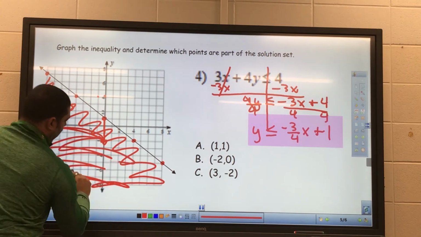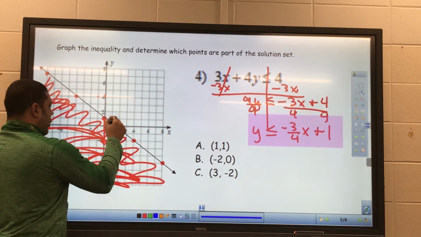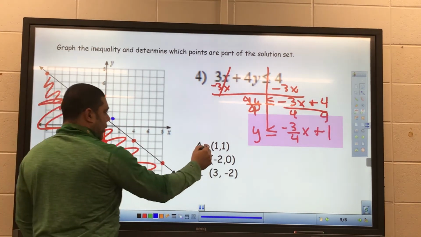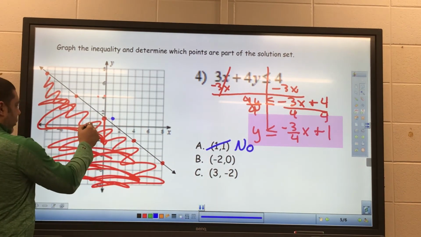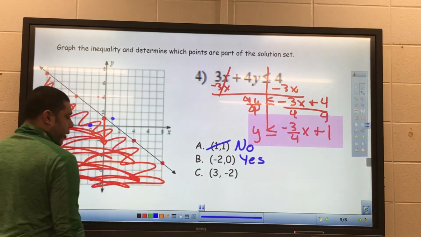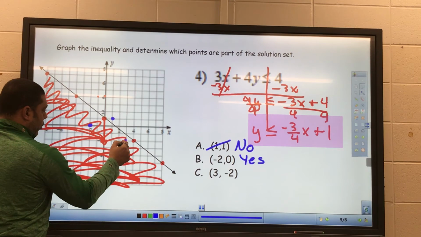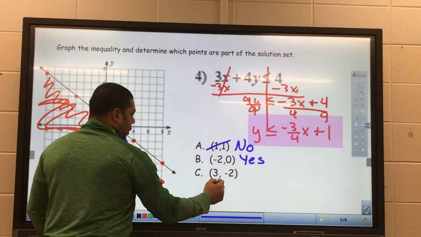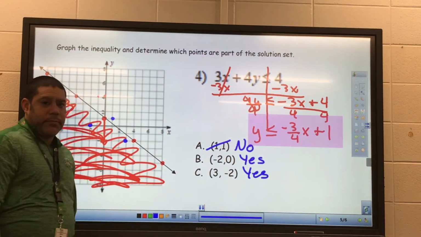And now it's time to check out our points. 1, 1, just above that line and outside the shaded region, so that's no. -2, 0, in the shaded region, that is yes, part of the solution set. And the last one, 3, -2, that's just inside of the shaded area. So I'd be able to say, yes, that's part of the solution set.